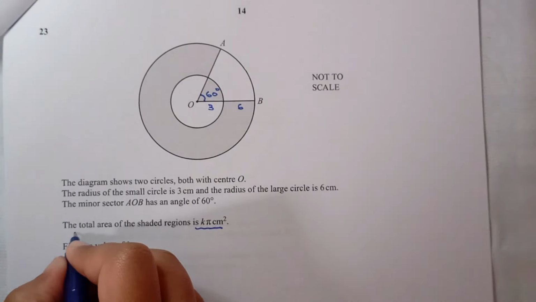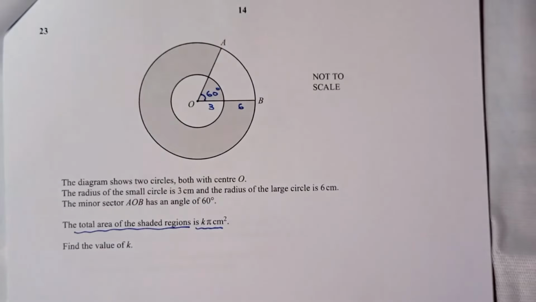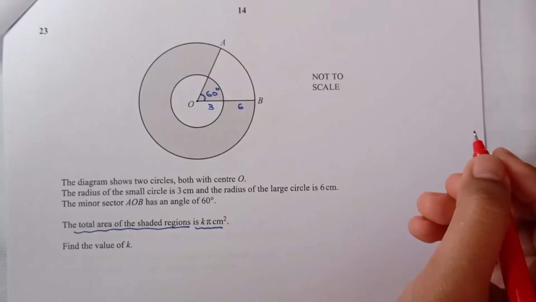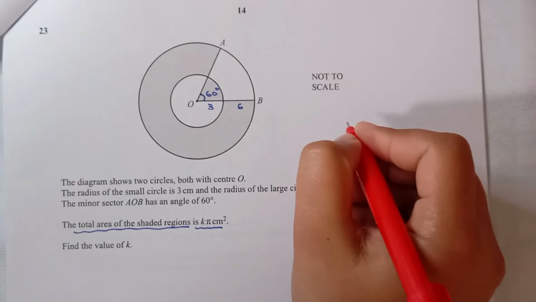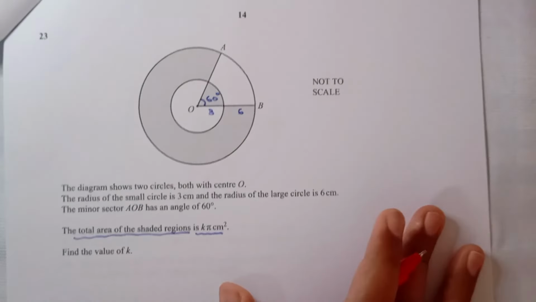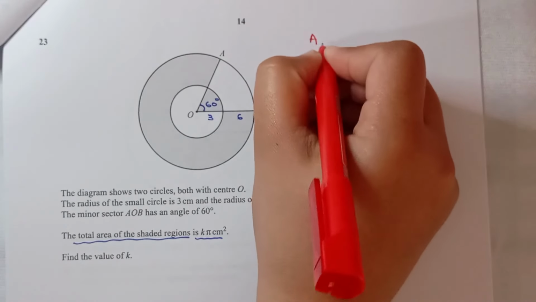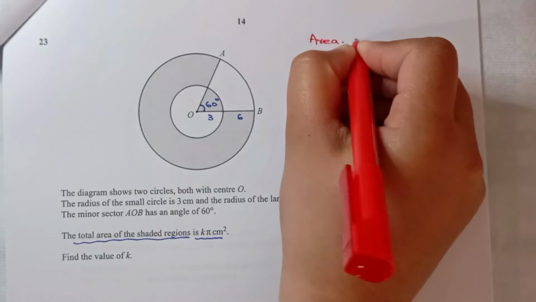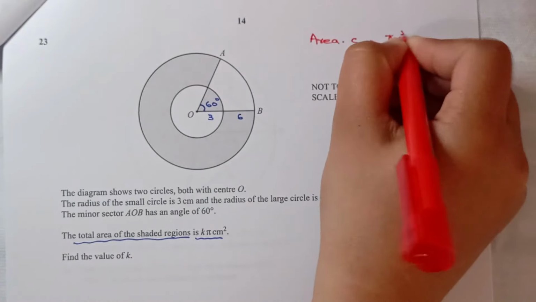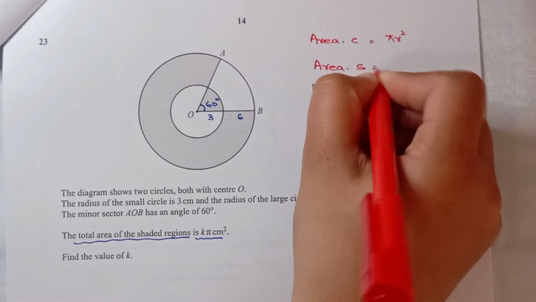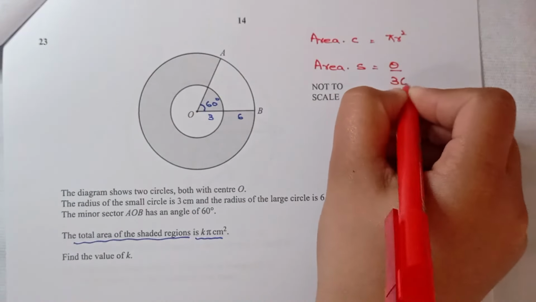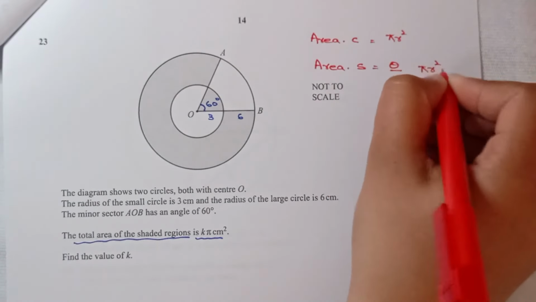We need to find the total area of the shaded region. Okay, so let me do it step by step. First, we need to find the surface area of this sector, because this sector is shaded. Let me recall the formulas. The area of a circle is pi r square, and the area of a sector is theta over 360 times pi r square, right?